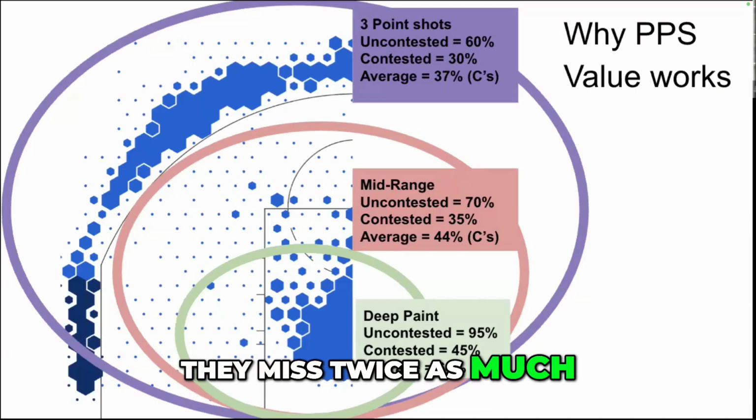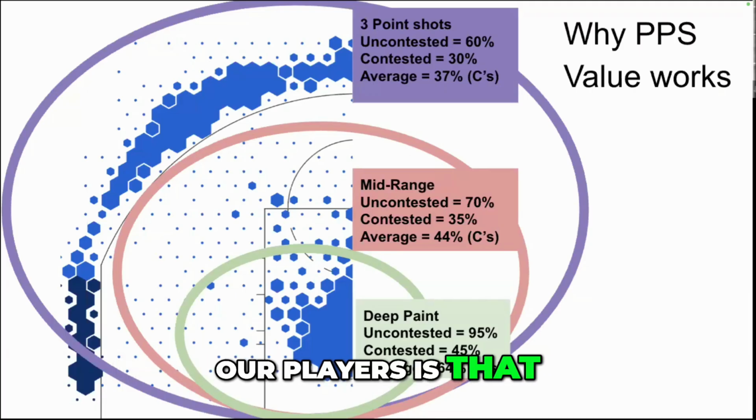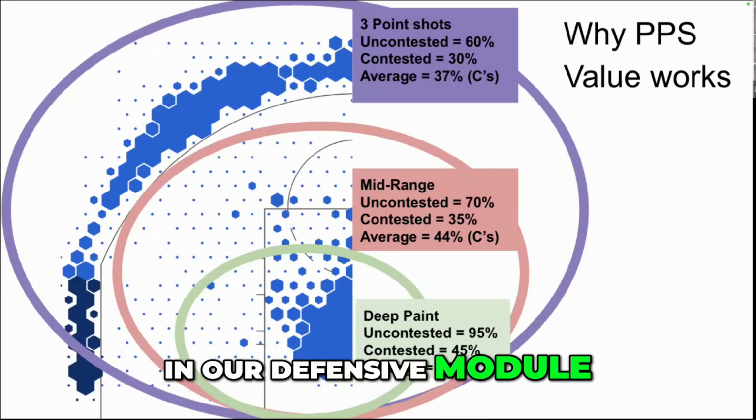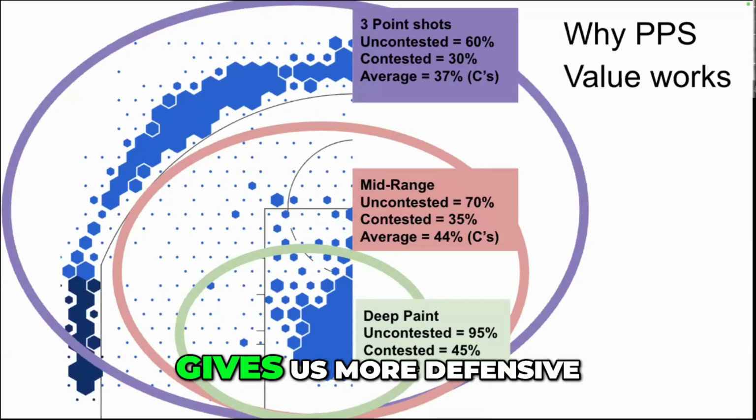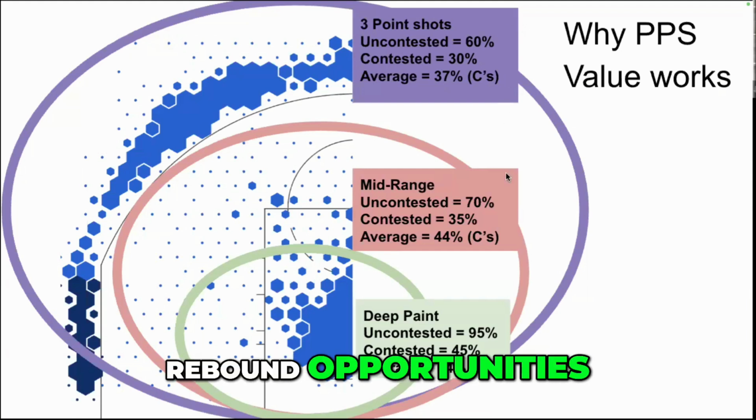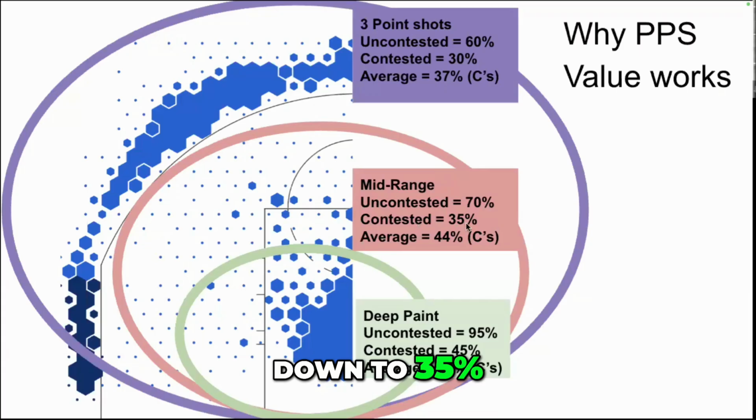Which gives us a lot of defensive intelligence to work on with our players: every effort you make to contest it, which we talked about in our defensive module, really cuts that made percentage way down and gives us more defensive rebound opportunities. Mid range goes from 70% down to 35%. And what the Celtics here actually did was 44%.